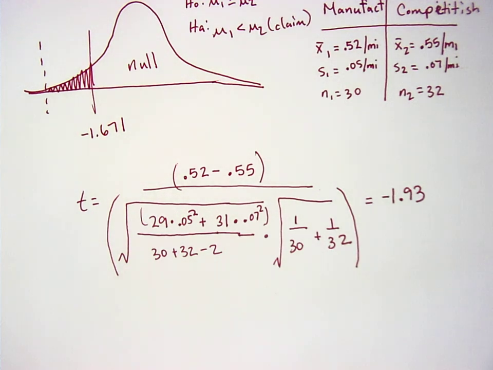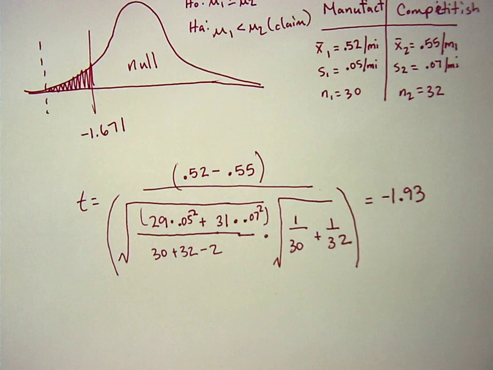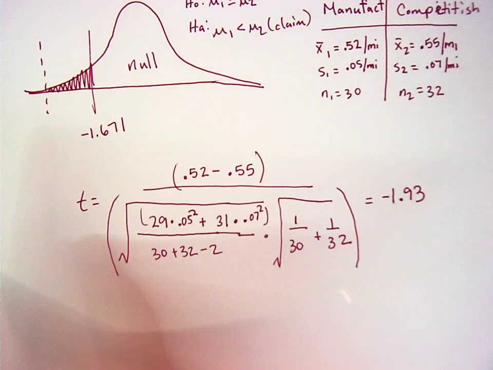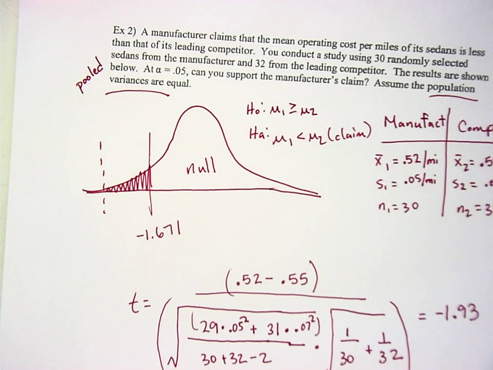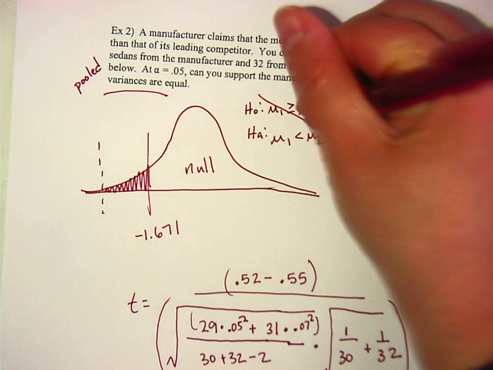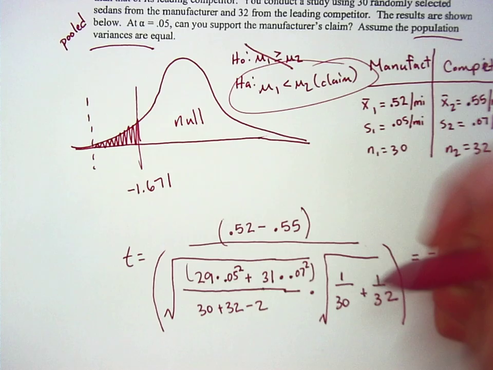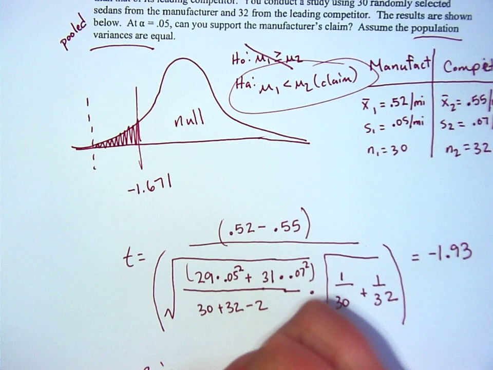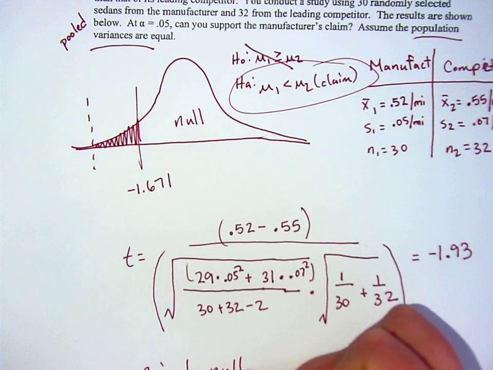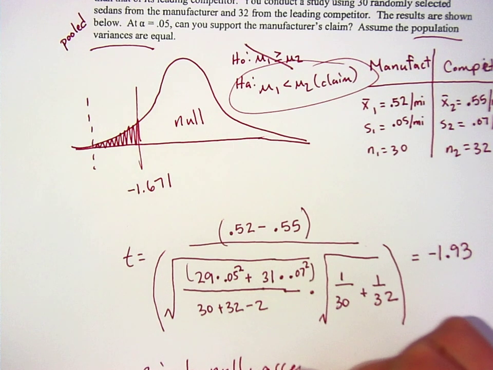Okay, how about you? I got it. Cool. All right, so all that to show that it lands over here, and that means that we do what? Reject the null, accept the claim. I'm not even going to write a sentence. I'm just going to write reject null, accept claim.